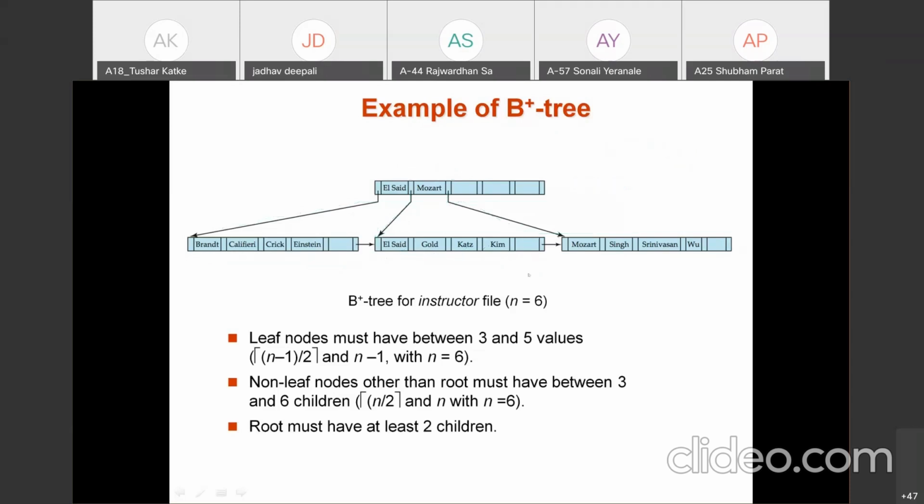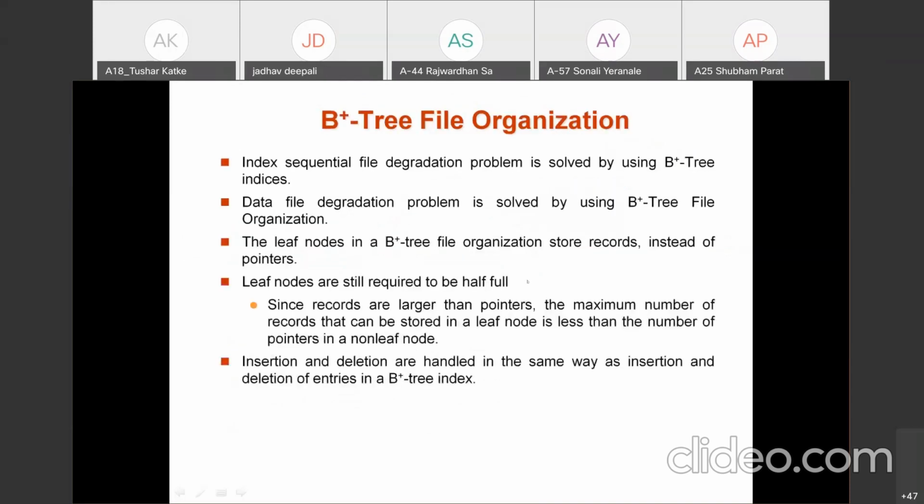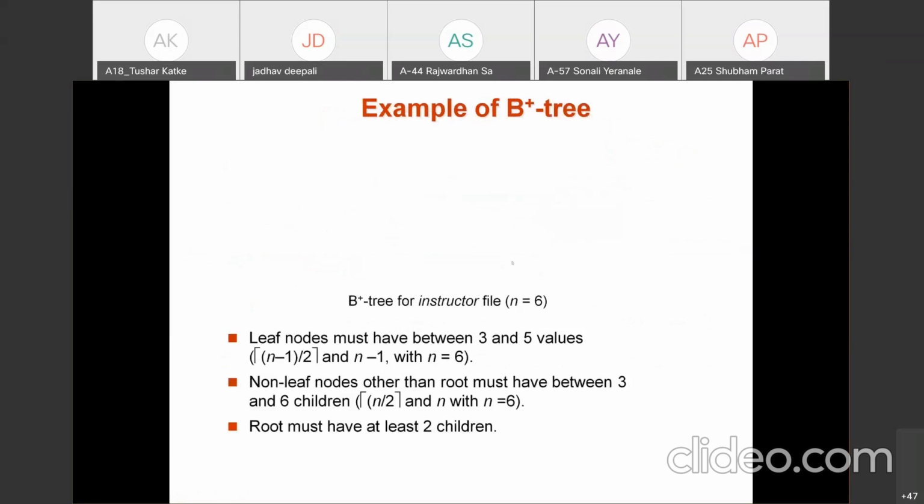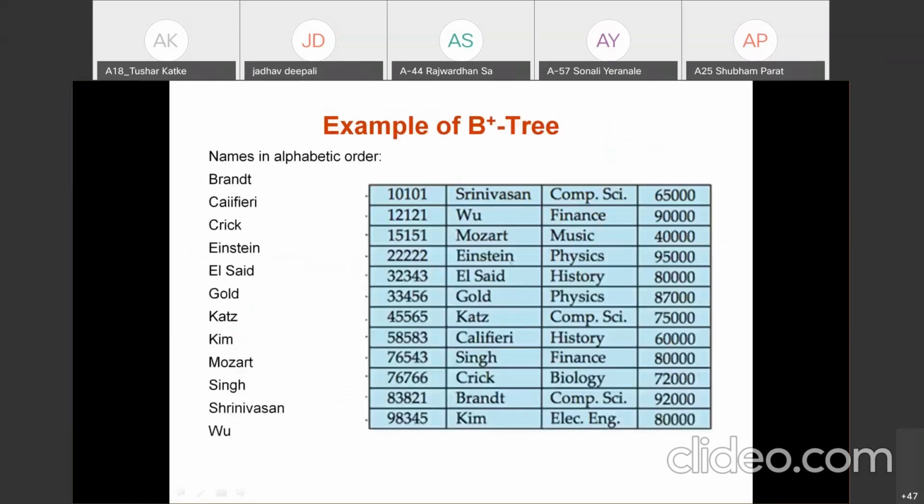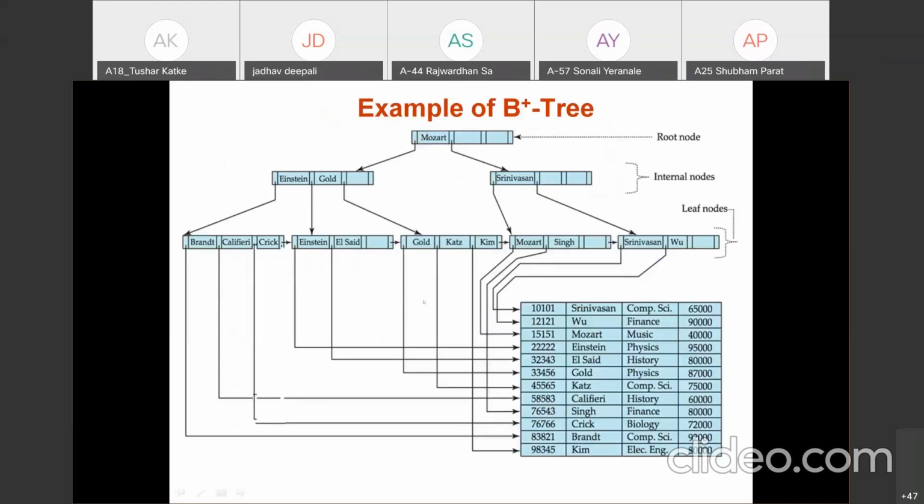Now see the B plus tree file organization. This is about the indexing, correct? All these are about the indexing. This is the index which contains the search key and a pointer, and that pointer points to the record. Now suppose I want to search a particular record with a particular search key. Then how does this B plus tree work? Here suppose I want to find the record with search key Crick.